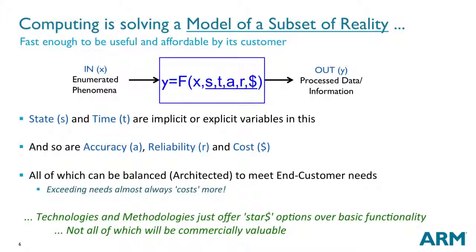So really the equation is a little bit more complex. I call it stars. And all of which, when it comes to doing a computation, are architected. They're part of the solution. If you're going to have an effective solution of that algorithm, then you have to give consideration to all of those and you have to balance your system to do it. Exceeding the need almost always costs more. Generally, as a good guidance, if you provide more than the system needs, then you're just paying money for it and you're not actually producing something which is competitive.